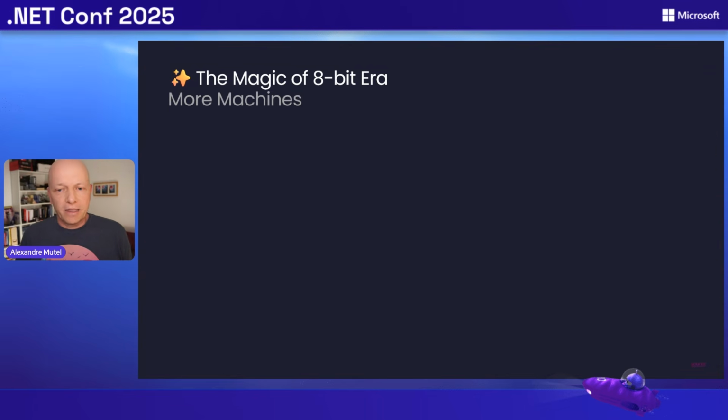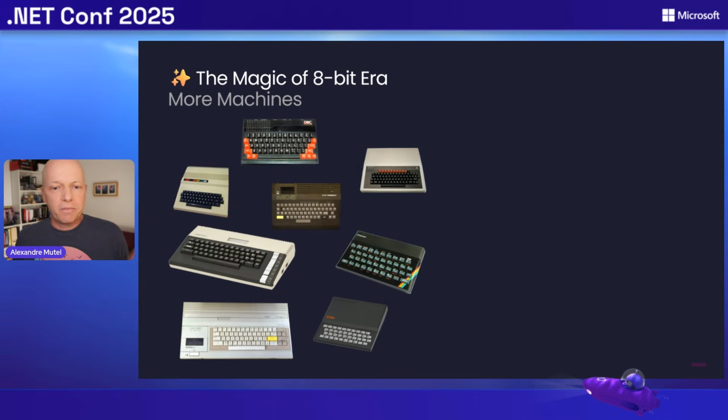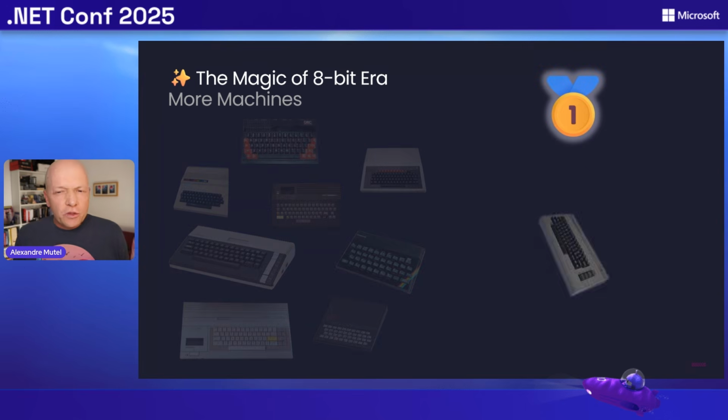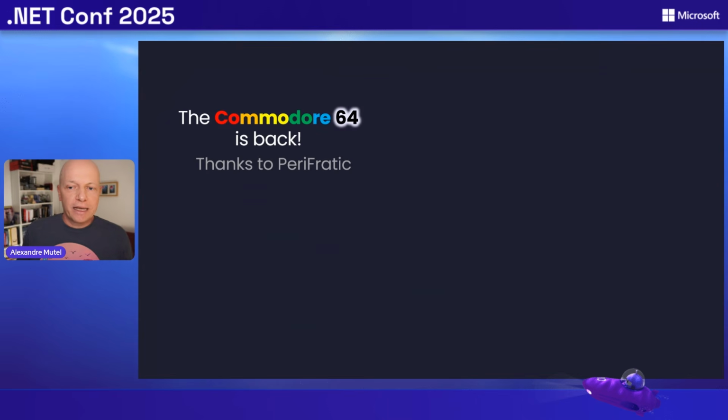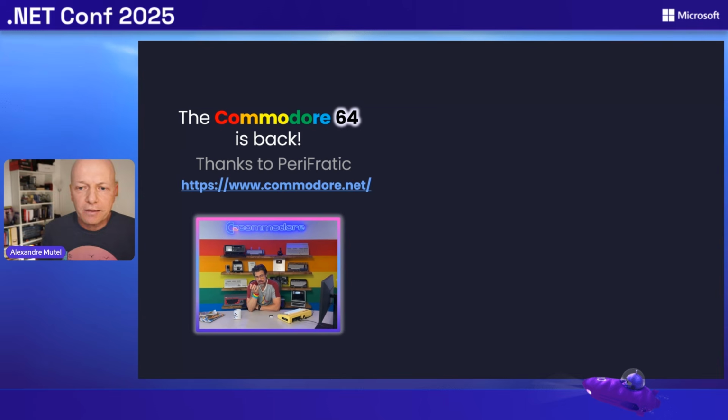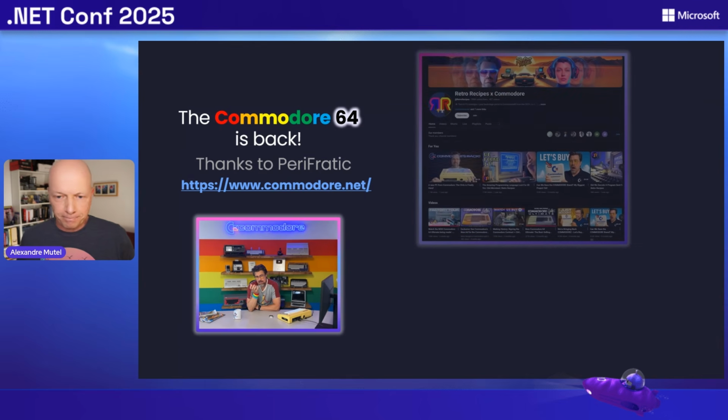So back then, there were so many different 8-bit machines, each with its own charm and quirks. So why did I choose the Commodore 64 for this experiment? The reason is quite simple. The Commodore 64 is actually coming back thanks to Perry Kiaras, a well-known YouTuber in the retro computing scene. He bought the Commodore brand just a few months ago, in the middle of the year, in July. And he brought together the community to design a brand new machine that is fully compatible with the original Commodore 64, but built with new hardware.